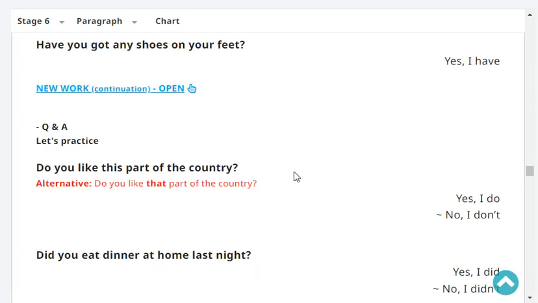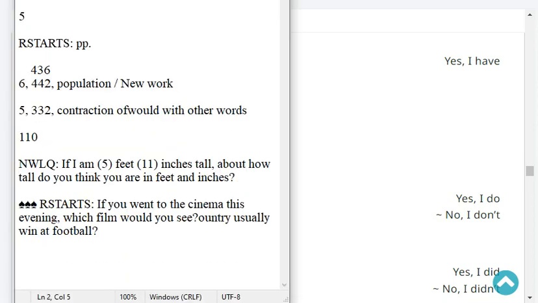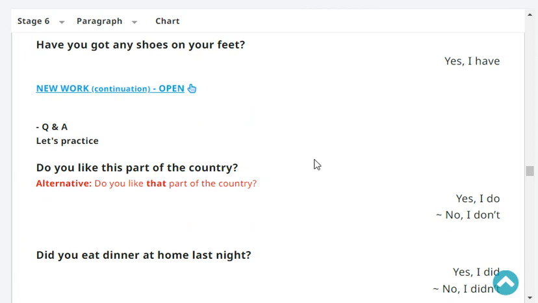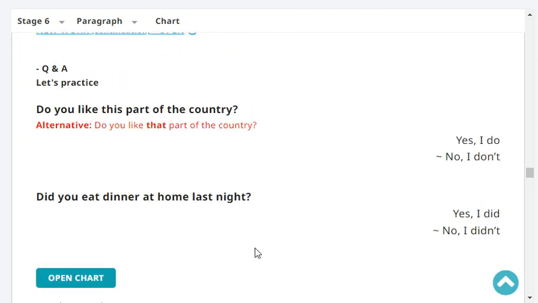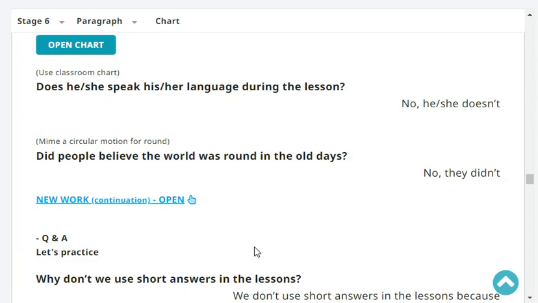Do you like your part of the country? Yes or no? Yes, I like my part. Short answer. Yes, I do. Very good. Did you eat dinner at home last night? Yes or no? Yes, I did. Very good. Does she speak her language during the lesson? No, she doesn't.